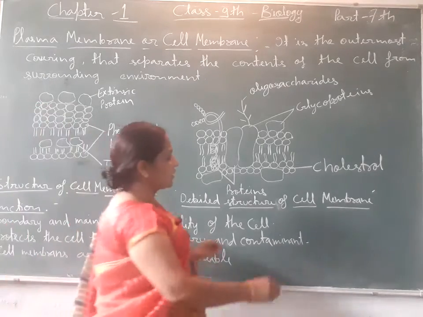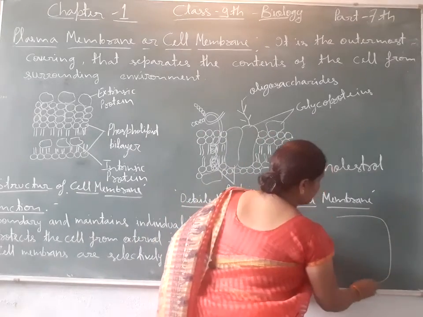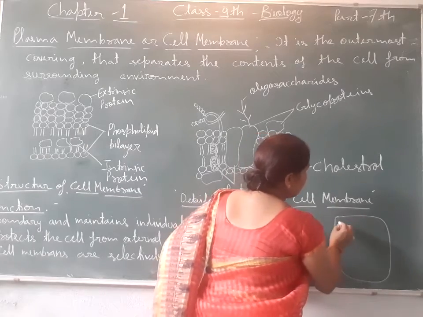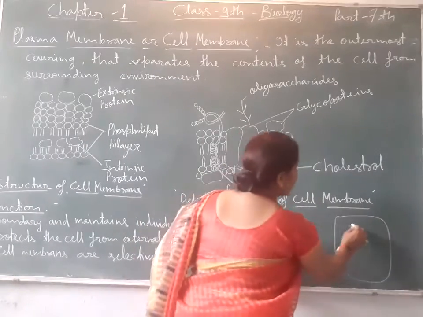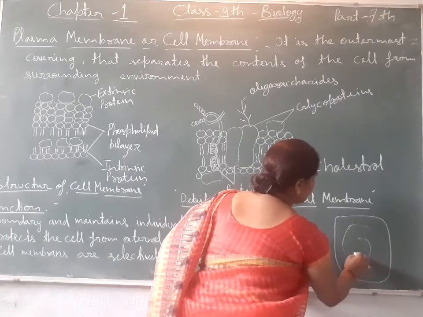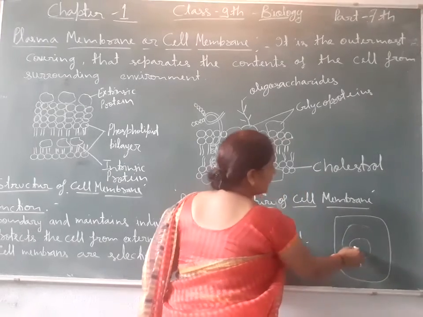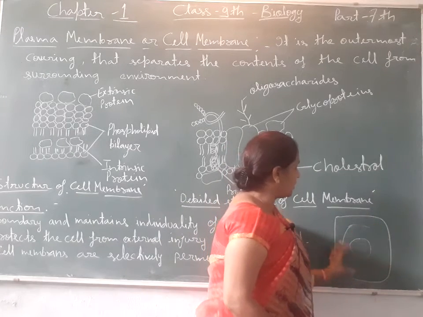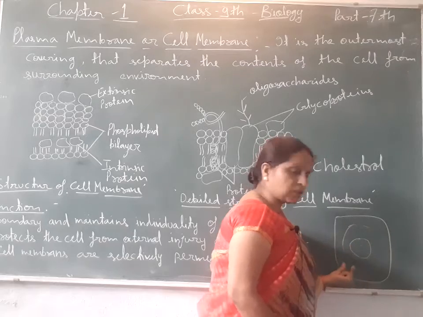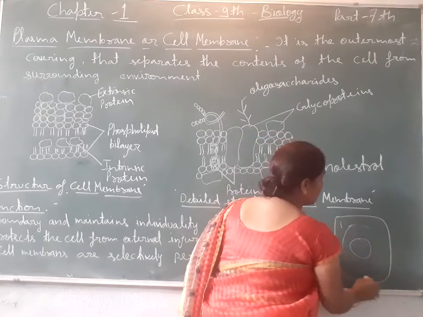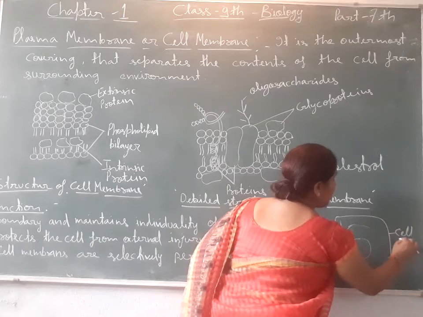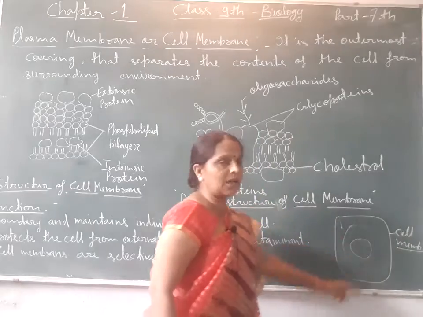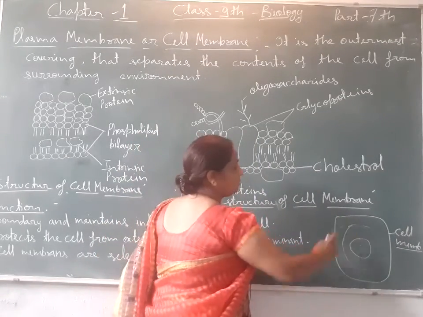In previous classes you have seen the structure of the cell. This structure is of the animal cell. There is cytoplasm present inside the cell, and the nucleus. The outermost content outside the nucleus is the cytoplasm, and this cytoplasm is surrounded by the cell membrane, also known as the plasma membrane.